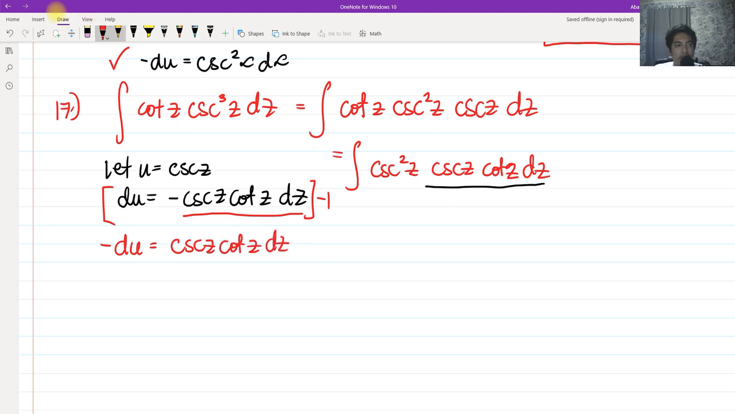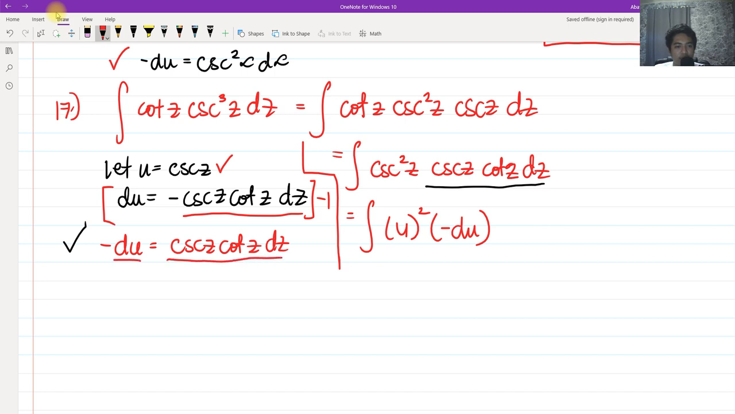Now it's very easy for us to integrate because we can substitute. We have cosecant z is u, and since this is squared, we have u squared. Then cosecant z cotangent z dz becomes negative du. So we have negative integral of u squared du.